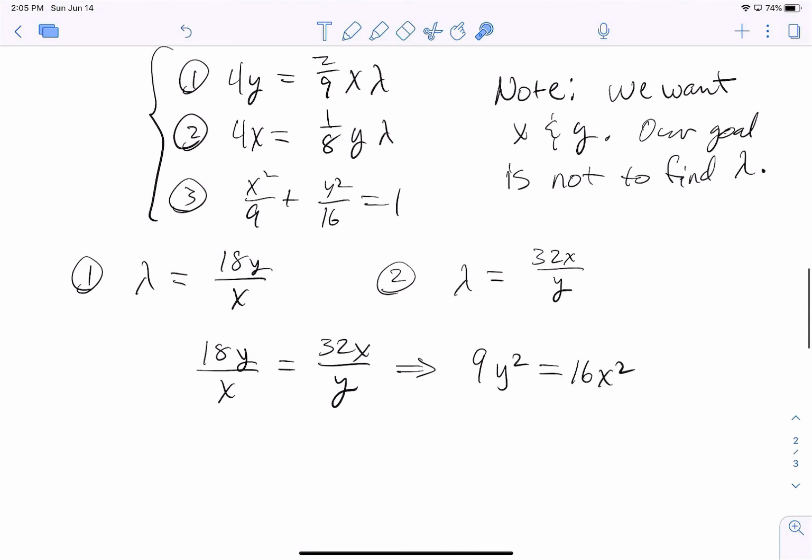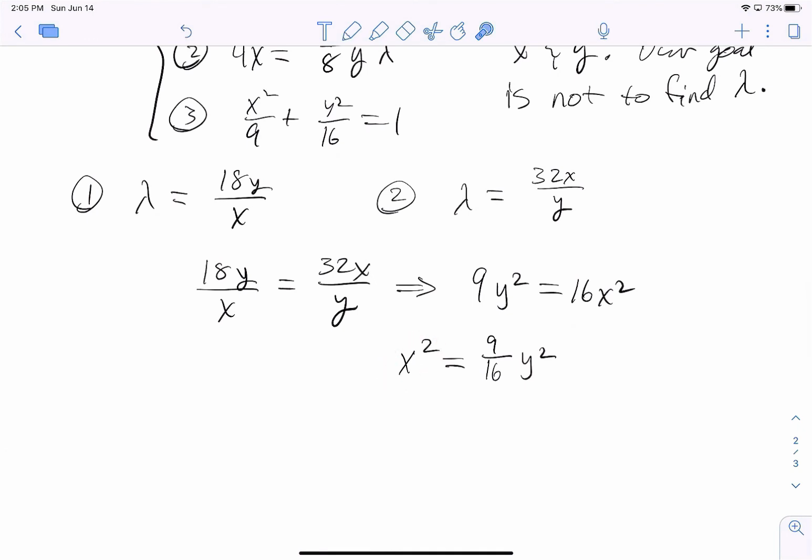Now, we've done a good thing here. We've gotten rid of lambda in our equation, and that's cool because we need x and y and not lambda. But now in order to solve for x and y, I need to join this with an equation that has only x and y in it, and that's where the constraint is going to come in. If we solve for either x or y, we can substitute in the equation of the constraint. And I'm going to go ahead and solve for x squared. And x squared is equal to 9/16 y squared.